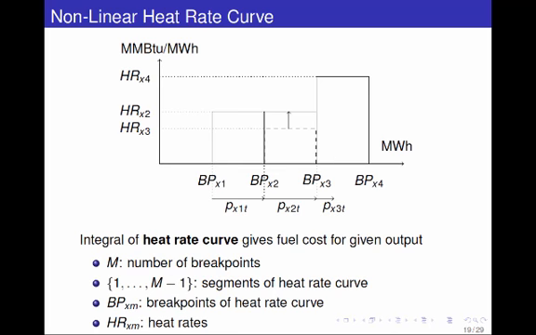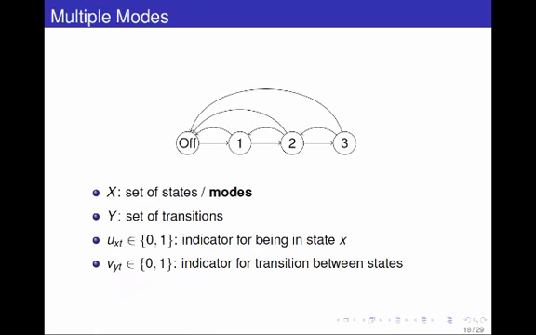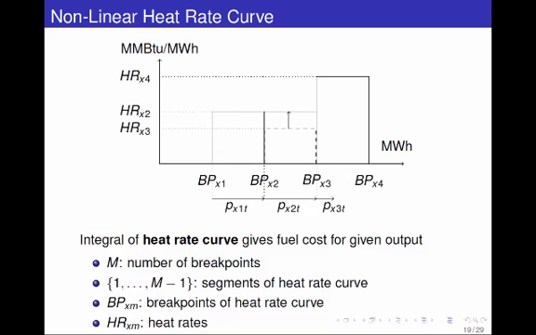It maps, when I'm in a certain state, for example 1, each of these states has its own heat rate curve. And what this heat rate curve says is, if I'm producing this amount of power from that state, then the total fuel cost is some fixed cost of being in that state plus the integral of this.